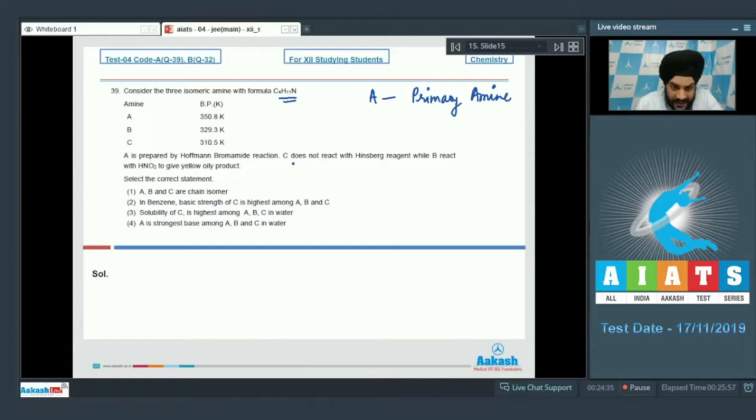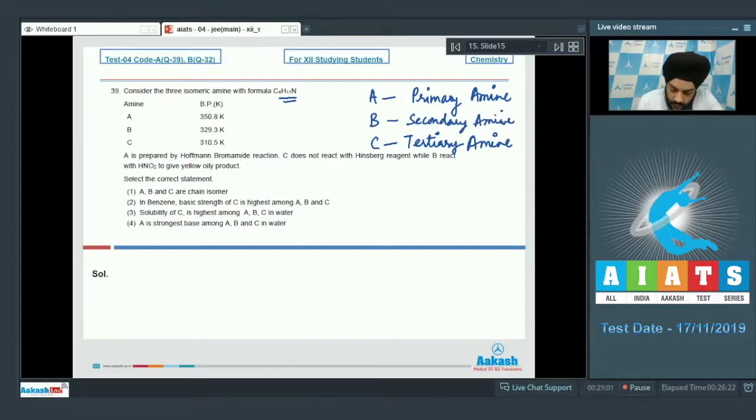As only primary amines can be prepared by the Hofmann-Bromamide reaction. If we talk about the compound C now, it is given to us that C does not react with Hinsberg reagent. So if C does not react with Hinsberg reagent, it means that C has to be a tertiary amine. And if we talk about B now, B reacts with HNO2 to give us a yellow oily product. So students, B has to be a secondary amine.